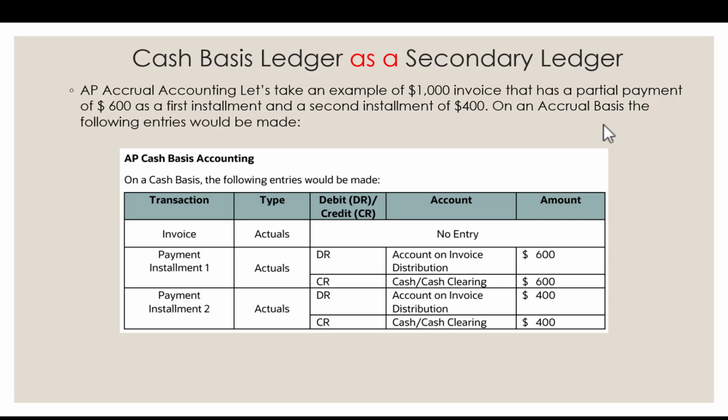The following will be for the cash basis. For the cash basis, for the invoice, there is no entry. For payment installment 1, instead of using AP liability, you will use the account on invoice distribution debit and cash or cash clearing credit. And for payment installment 2, the same. So there is no entry for the invoice in the case of cash basis.